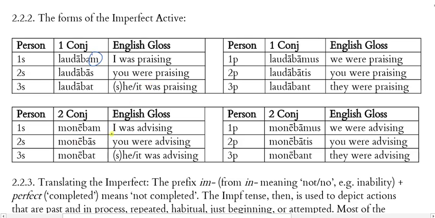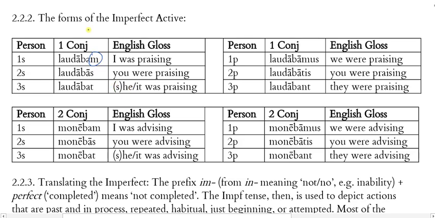Now, with moneo, we have these forms. You can repeat after me. Moneabam, I was advising. Moneabas, you were advising. Moneabat, he, she, or it was advising. Monebamus, we were advising. Monebatis, you or y'all were advising. Monebant, they were advising. Notice that it's ba ba ba all the way through. We don't have any b, bo, b, bu kind of variation here. It's all b with an a, but there is some variation in the length of the a.